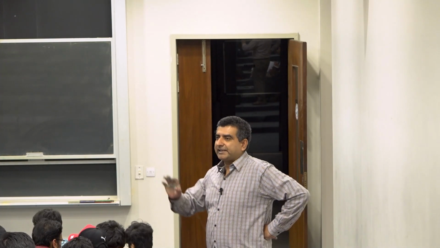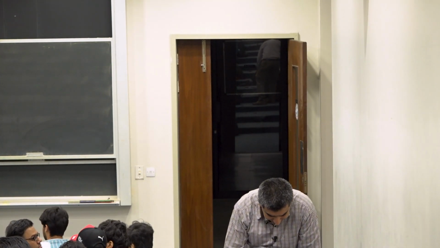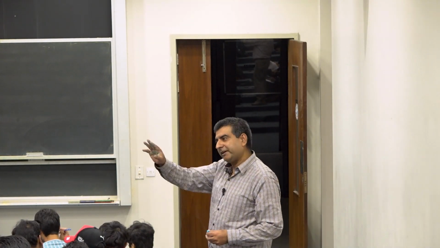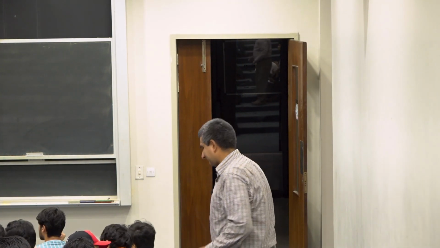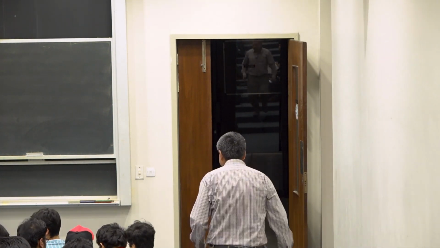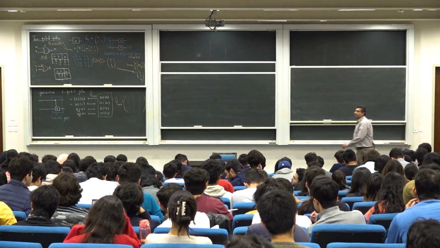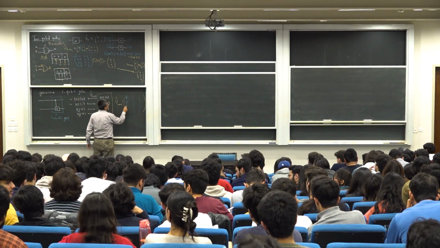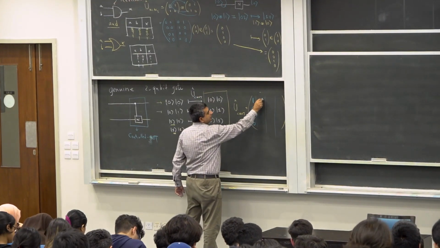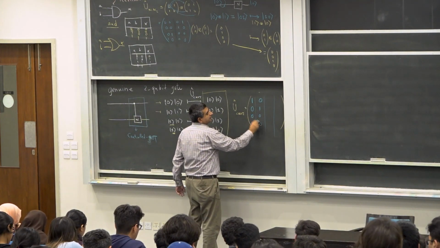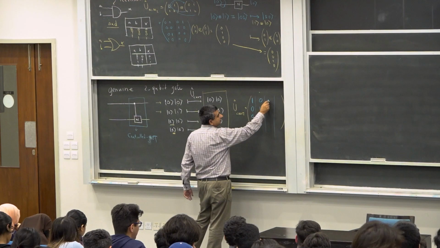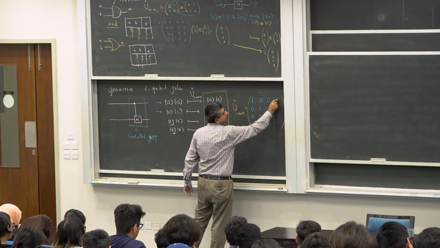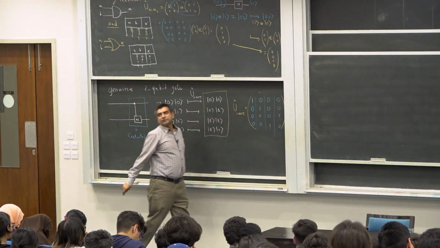Has anyone been able to write down the matrix? You can't have 2 1s in a column. आपने लिख लिया? दिखाएं जरा दूर से। So what's your first column? What's the second column? 0 1. Second column, third column, 3 zeros and 1. Good. So this is the matrix.